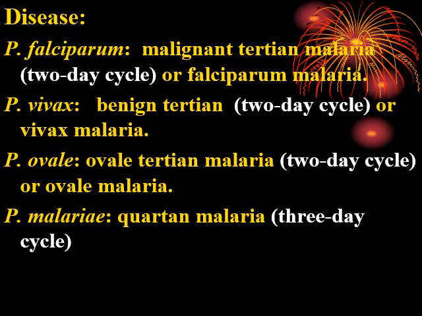Each species causes a disease with a special name for malaria. So we have Plasmodium falciparum causing malignant tertian malaria. It is the most severe type of malaria. It has a 2-day cycle. Also, we call it falciparum malaria. While Plasmodium vivax causes benign tertian, also a 2-day cycle, or we call it vivax malaria. Plasmodium ovale causes ovale tertian malaria, 2-day cycle, or ovale malaria. Plasmodium malariae causes quartan malaria, 3-day cycle.